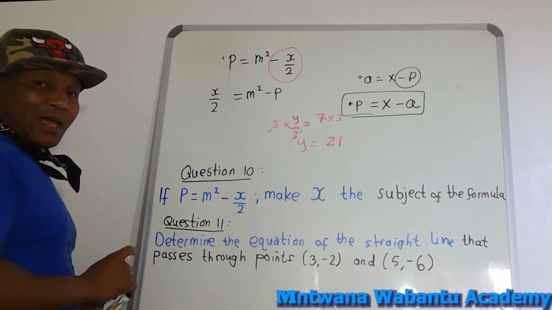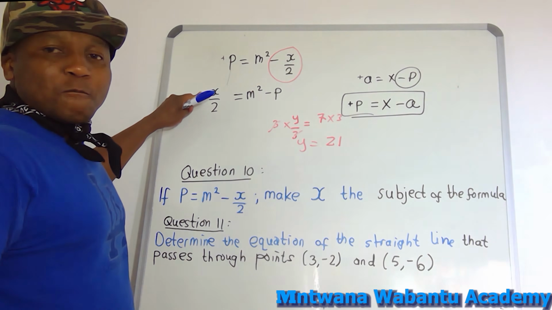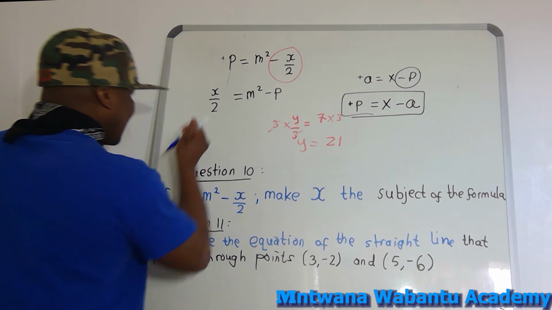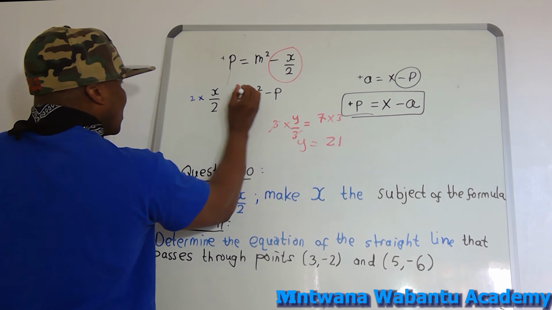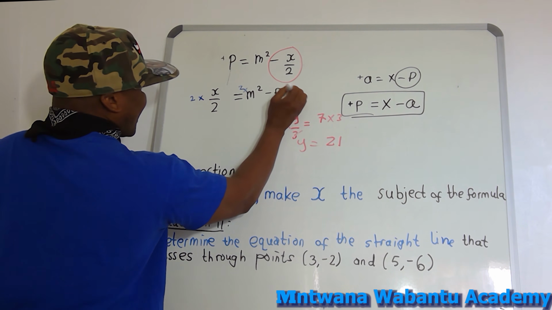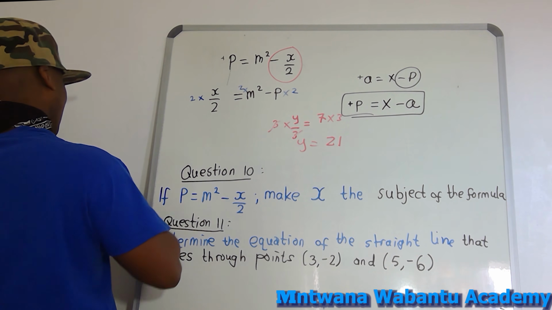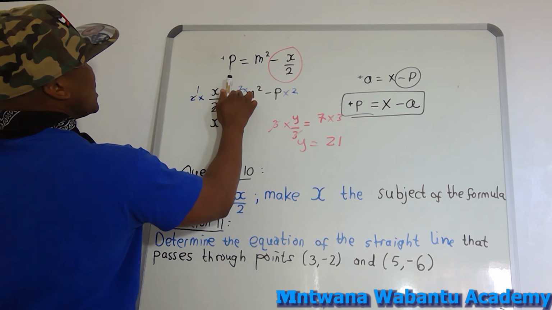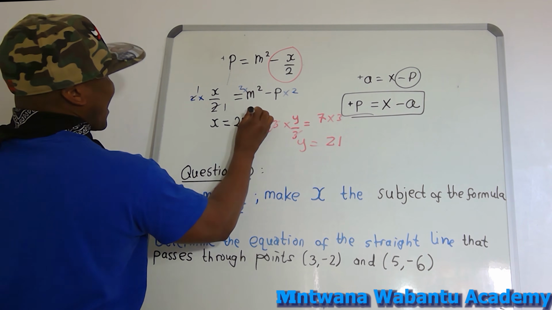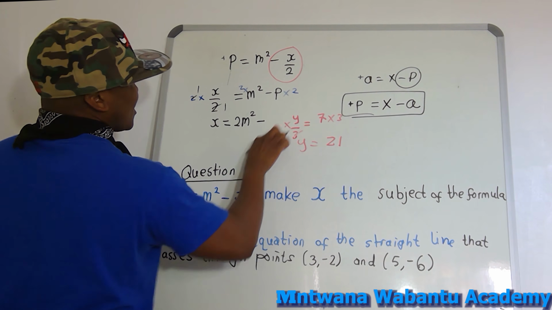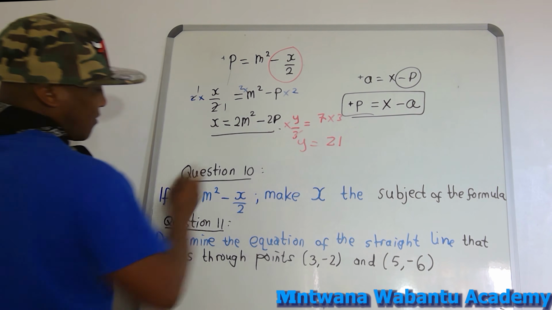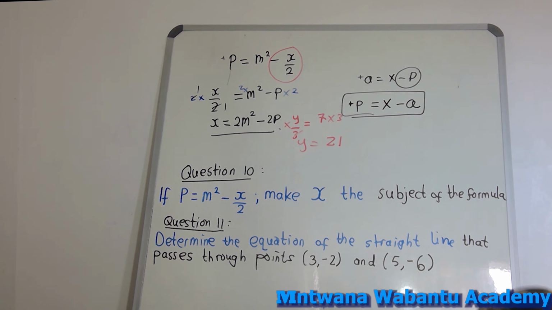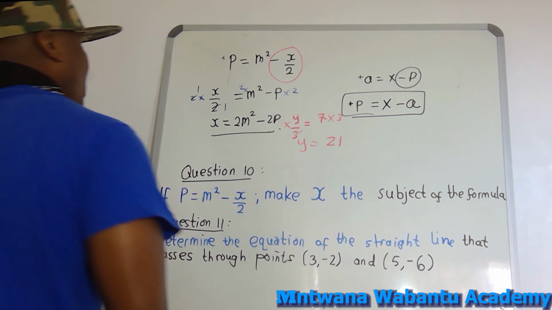So we're going to do the same thing here. If I want x to be alone, I'm going to multiply by 2 for each group. Since I don't want these 2, I'll multiply here by 2, here by 2, and here by 2. So these 2 and these 2 are going to cancel, because it's like 2 over 1 times 1 over 2. So we have x equal to 2 times m squared, which is 2m squared, minus p times 2, which is 2p. So this is our final answer. You know what I'm saying? 2m squared minus 2p. Okay, 2m squared minus 2p.